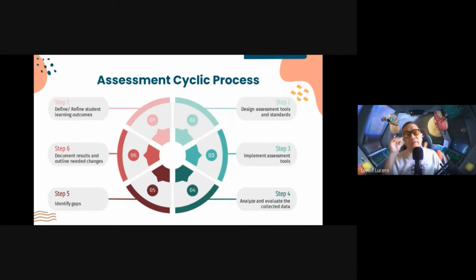Then number two is design. The step two is design assessment tools, criteria, and standards that directly link to each outcome. Now, I have shared with you my rubrics. Right? Every time you have your learning application activity, you have rubrics.